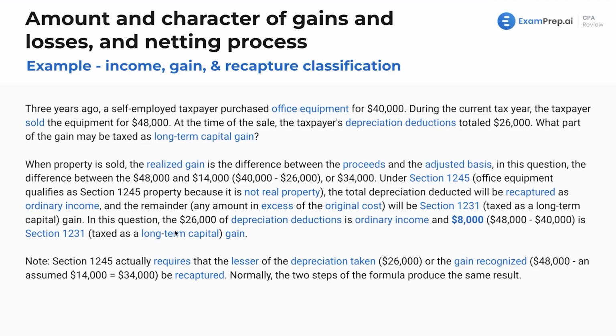In this question, the $26,000 of depreciation deductions is ordinary income, and $8,000 we get from the 48 minus the 40 is Section 1231, taxed as long-term capital gain. Now, do note here that Section 1245 actually does require the lesser of the depreciation taken or the gain recognized, as we saw, repetition through these rules, to be recaptured. Normally, the two steps of the formula produce the same result. All right, building on those examples, knocking them out.